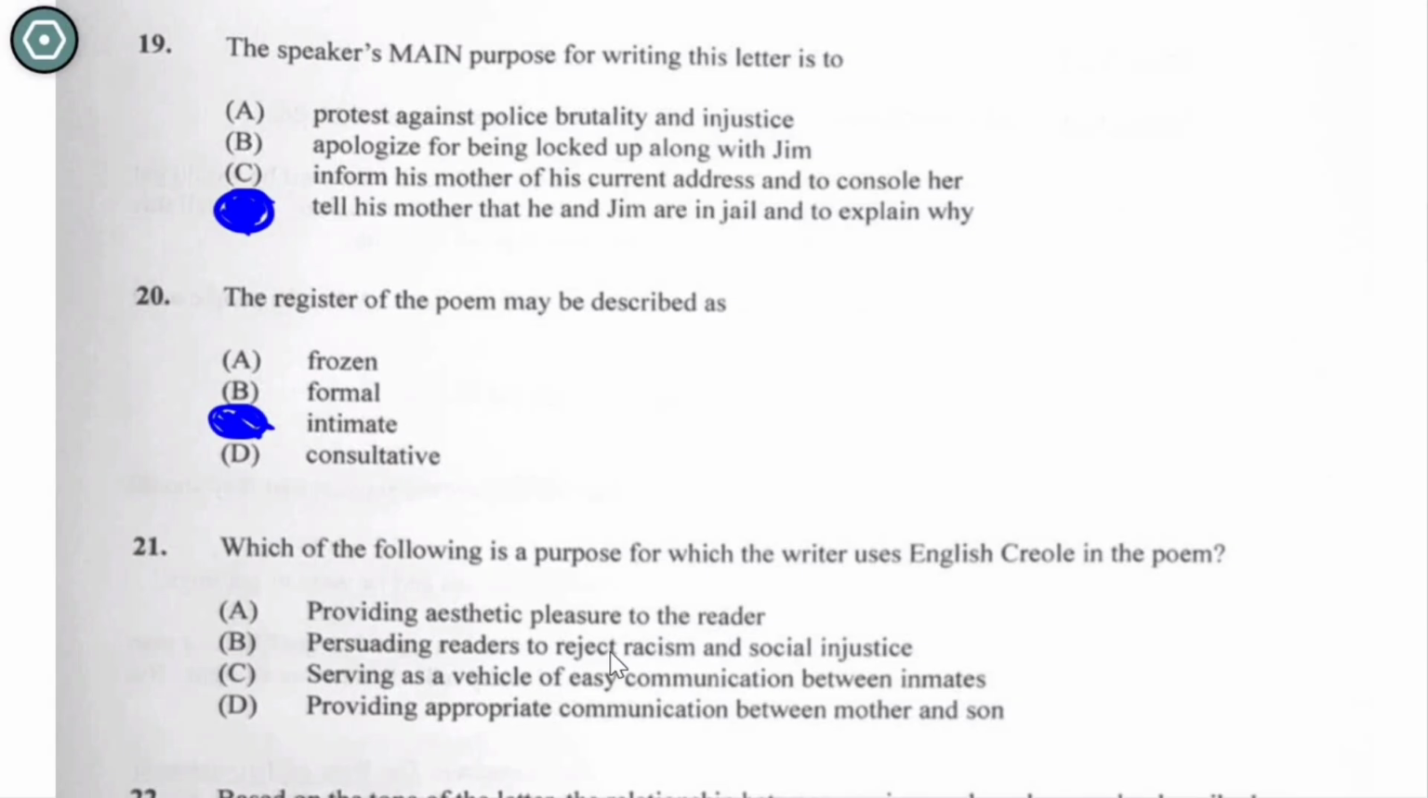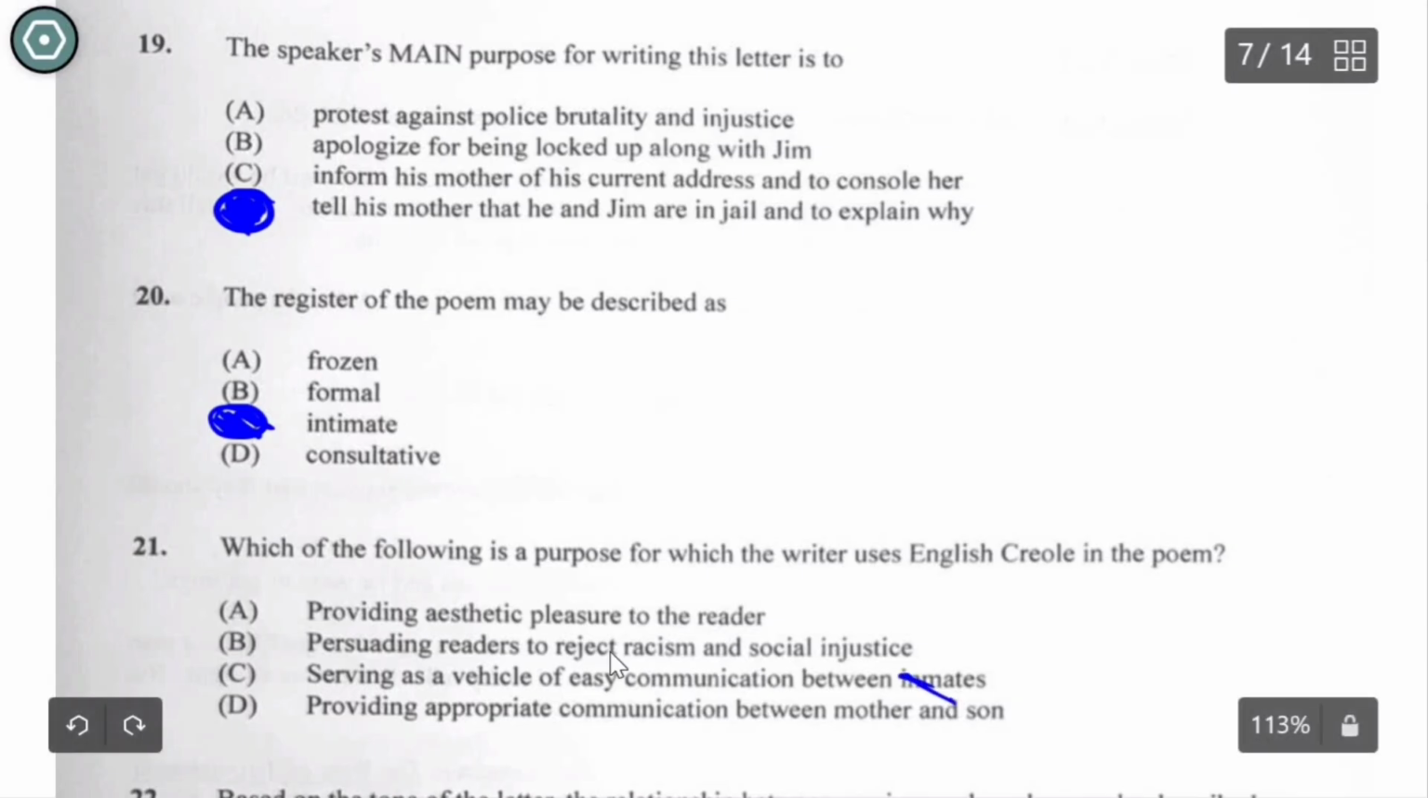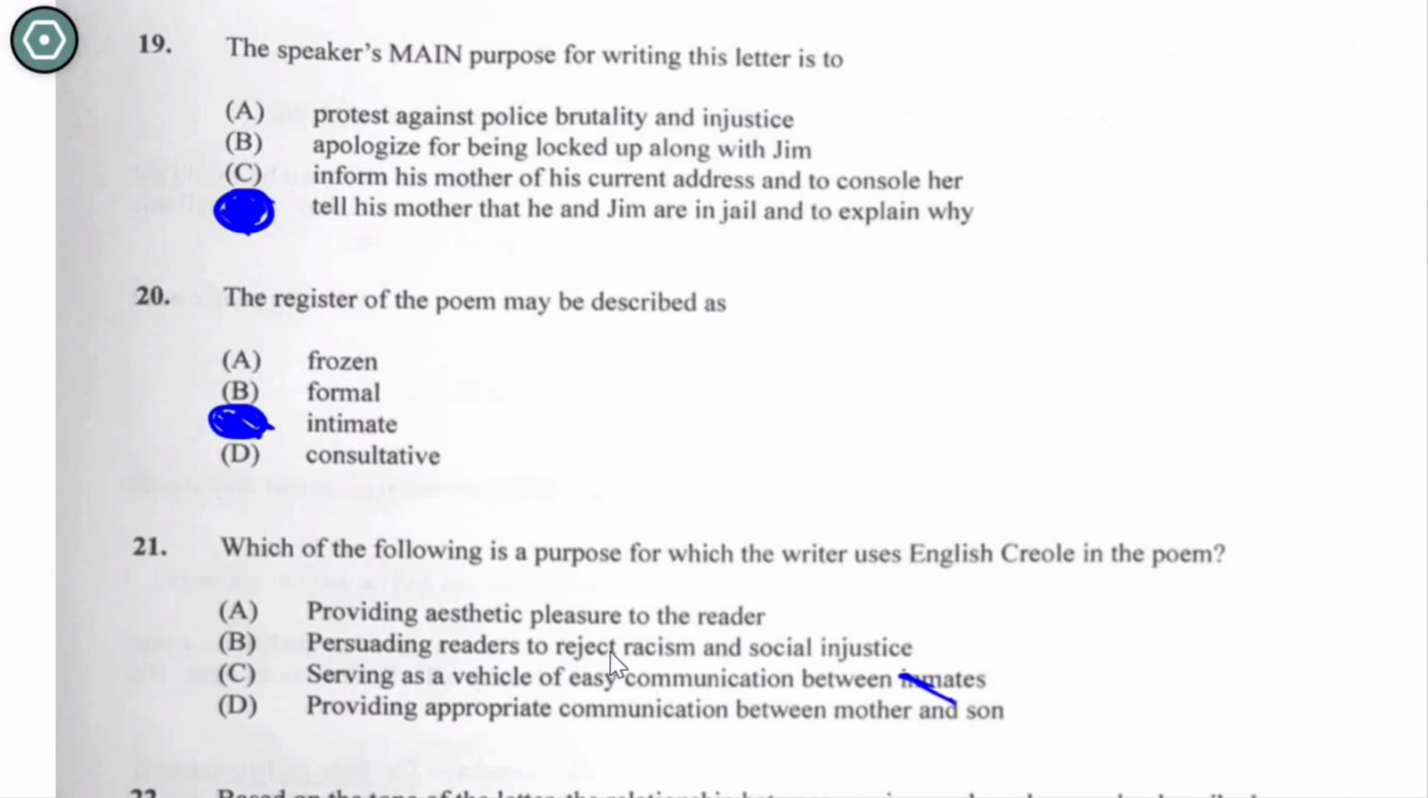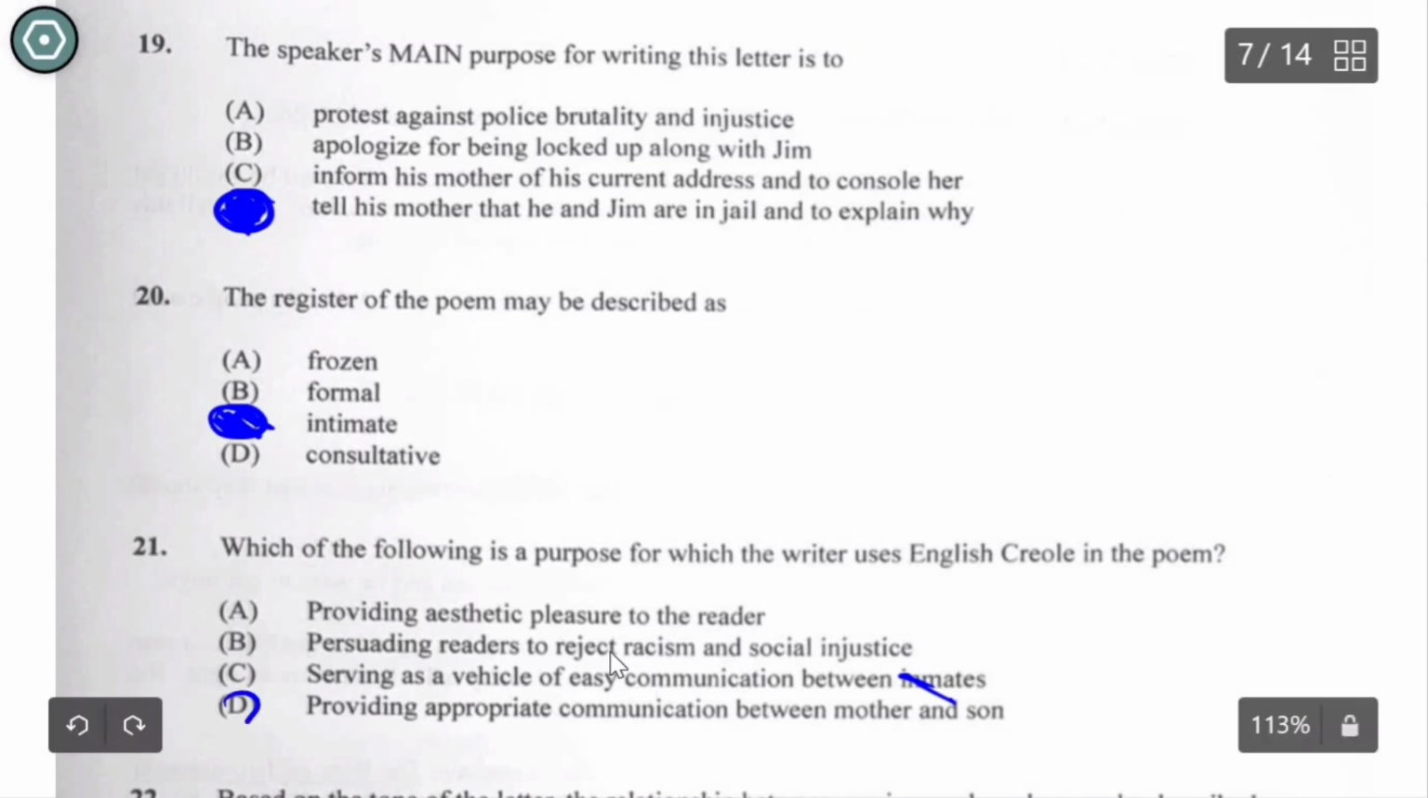21. Which of the following is a purpose for which the writer uses English Creole in the poem? Providing aesthetic pleasure to the reader, persuading readers to reject racism and social injustice, serving as a vehicle of easy communication between inmates. I think I said this once was the answer, but this was so wrong. No. Providing appropriate communication between the mother and the son. I think that's it.